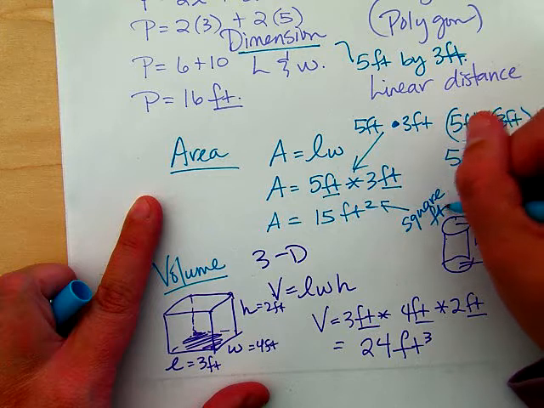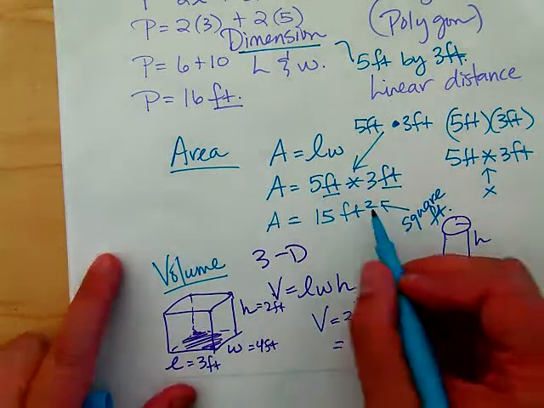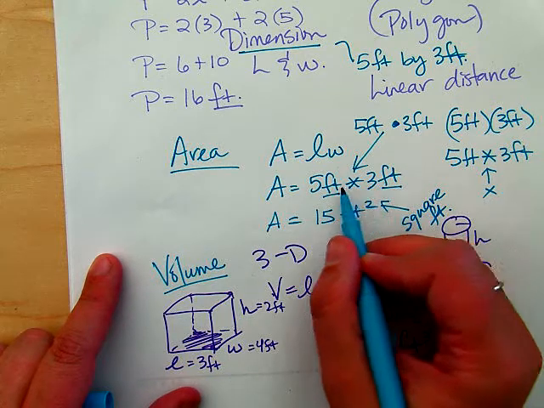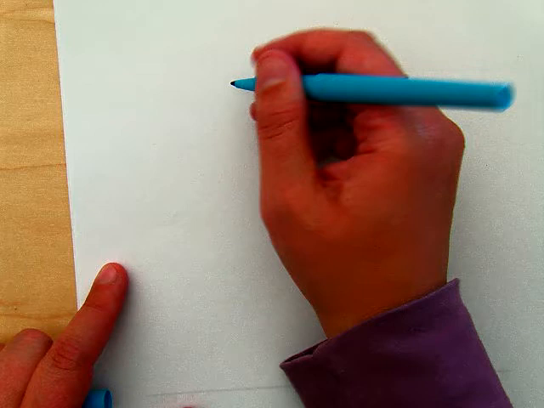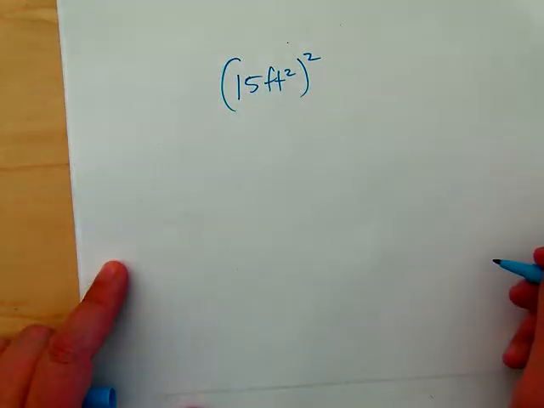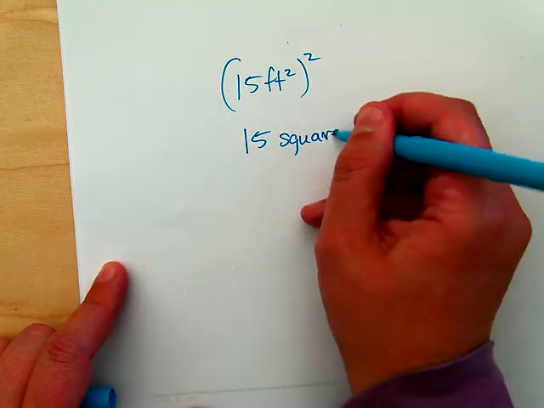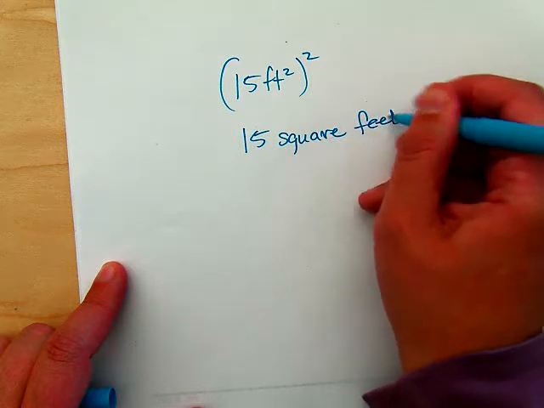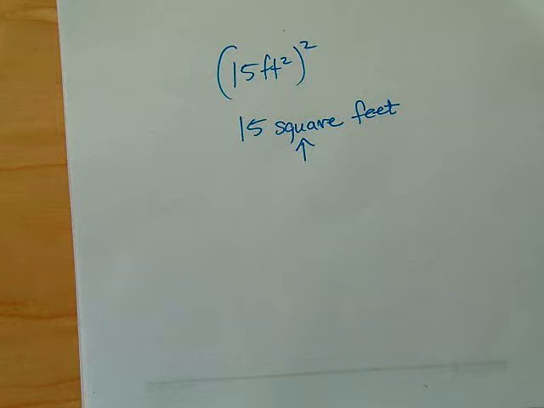Square feet. So that's actually interesting to notice. You're not going to be squaring the 15. Only the feet are squared. 15 feet squared is something totally different, right? So when I say 15 square feet, a lot of times people will write the words square feet out, but you're not squaring the 15.